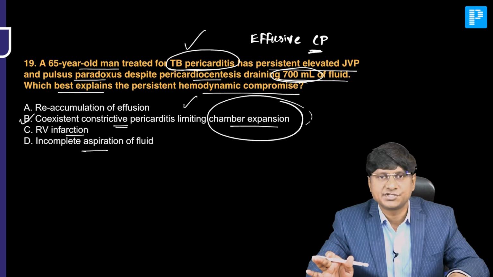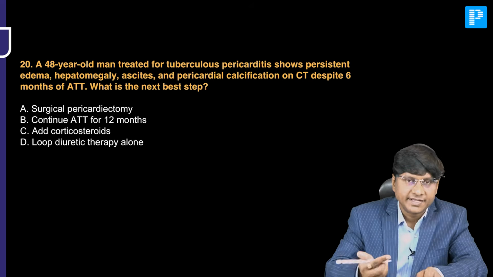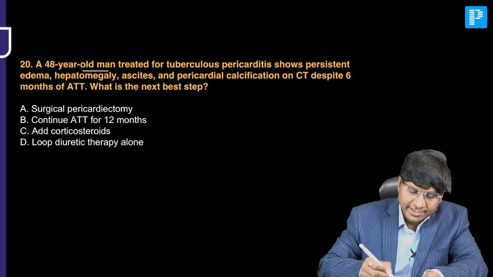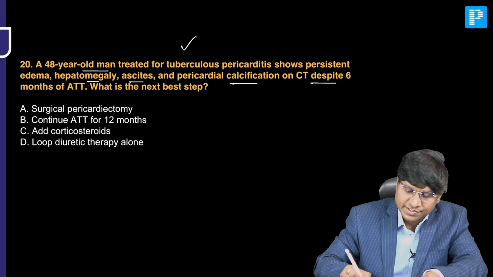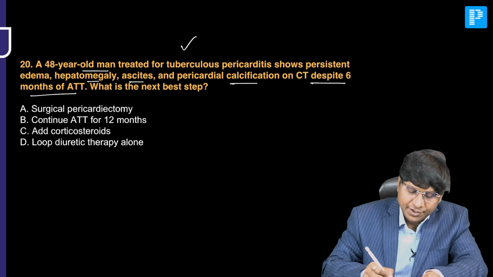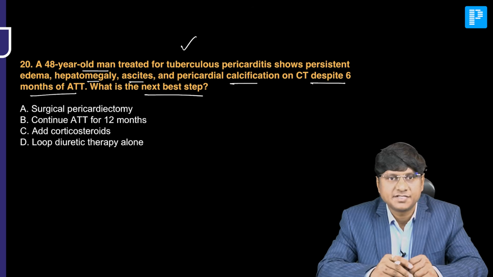So the answer in this question is B. That is the second option. The next question. A 48-year-old man treated for tubercular pericarditis shows persistent edema, hepatomegaly, ascites and pericardial calcification on CT despite 6 months of anti-tubercular therapy. What is the next best step in this patient?